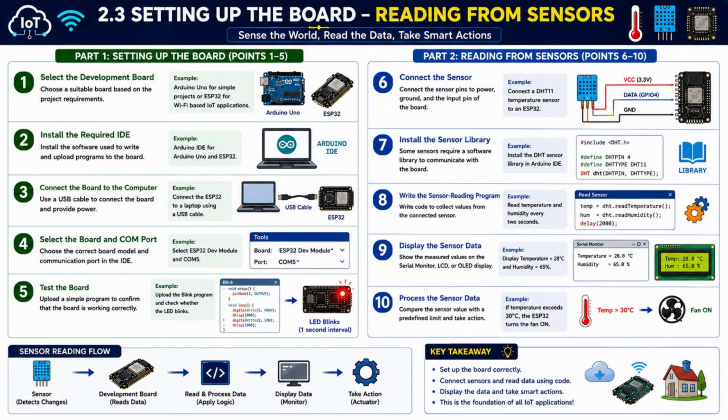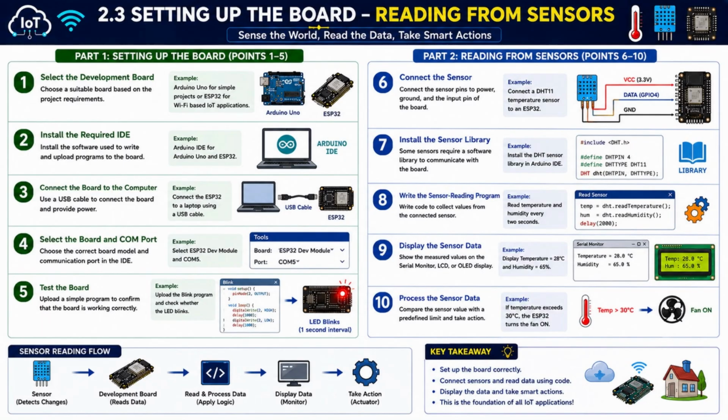Use a USB cable to connect the laptop and provide the power as usual. So, for example, connect the ESP32 to your laptop using a USB cable for power. Okay. Next step is to select the board and the communication port, here the COM port. For this, what you have to do? Choose the correct board model number and communication port number in the IDE software.